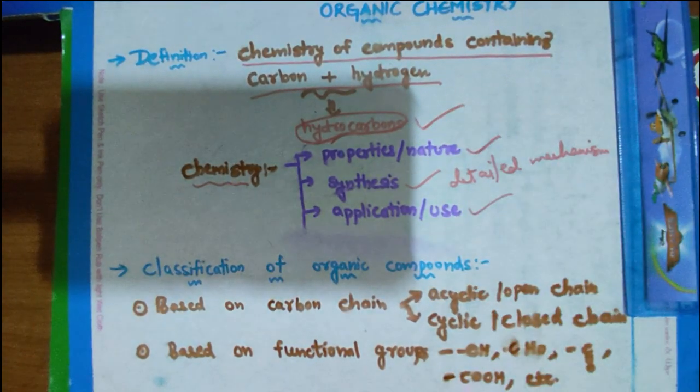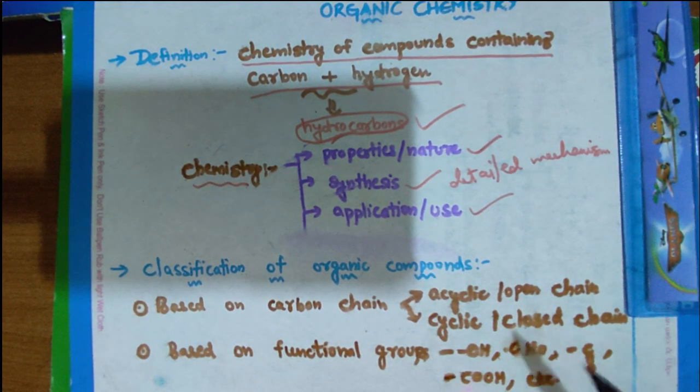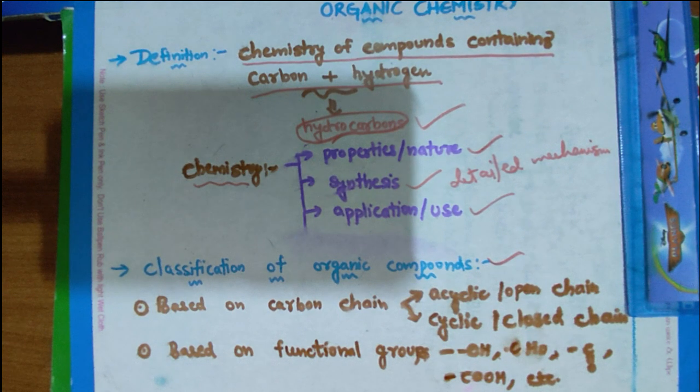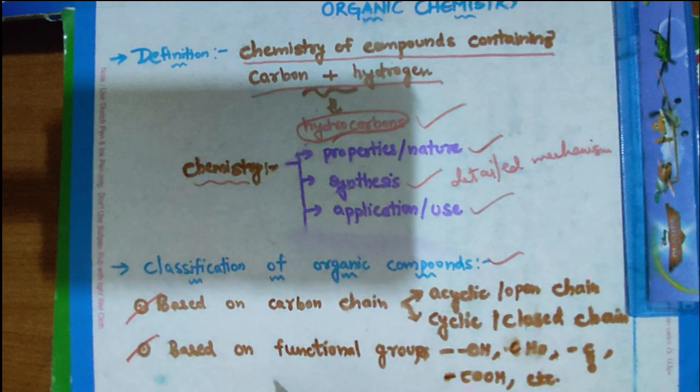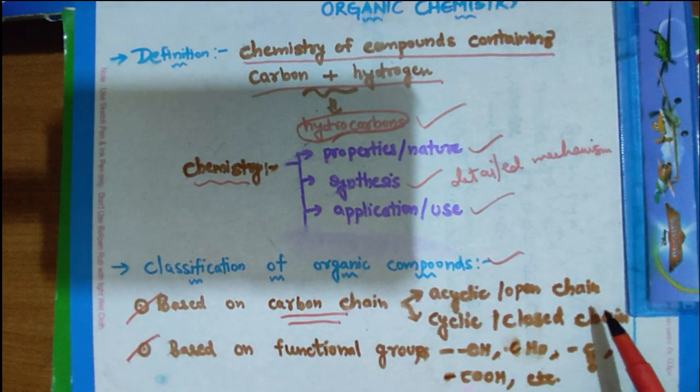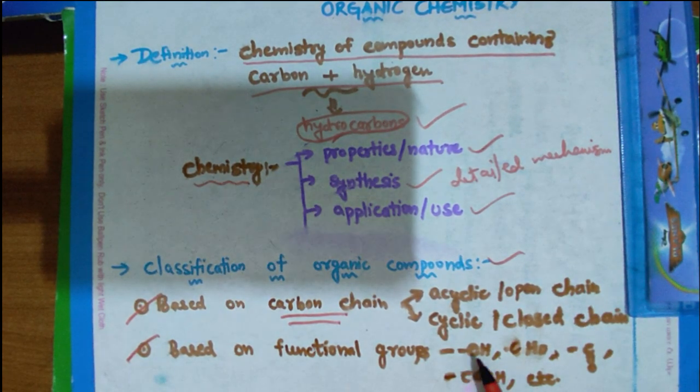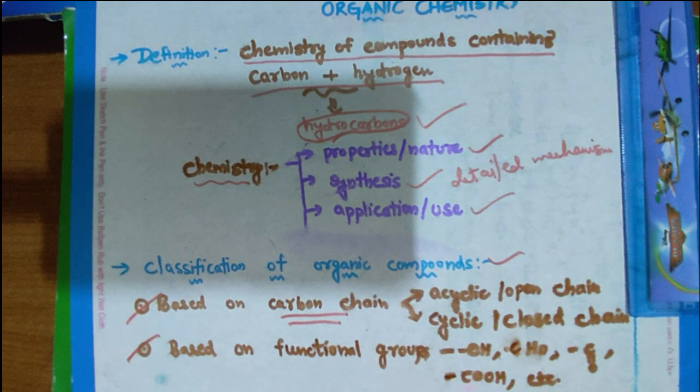So we call them hydrocarbons. Now, what would be the classification of organic compounds? We have classified them into two categories: based on carbon chain and based on functional groups. Let us come to the first one, based on carbon chain: acyclic or open chain compounds and cyclic or closed chain compounds. So it is of two types.